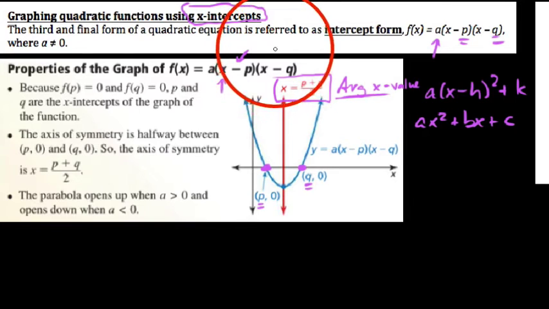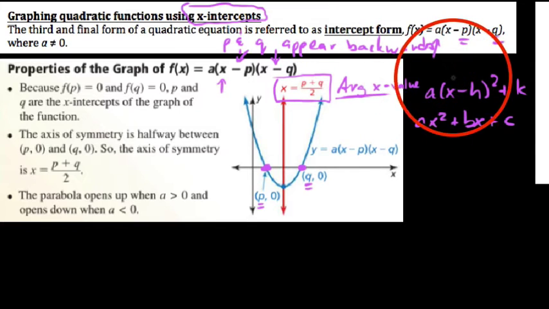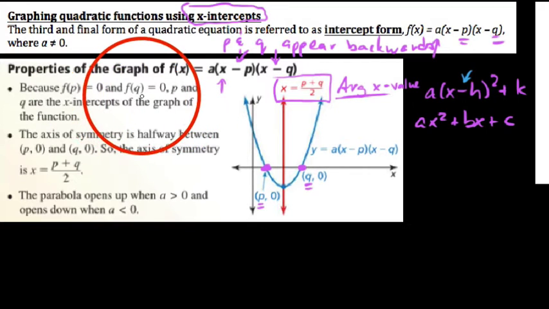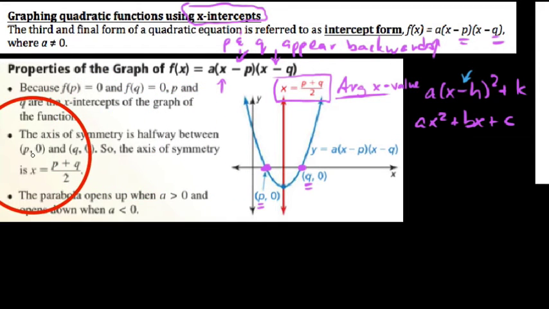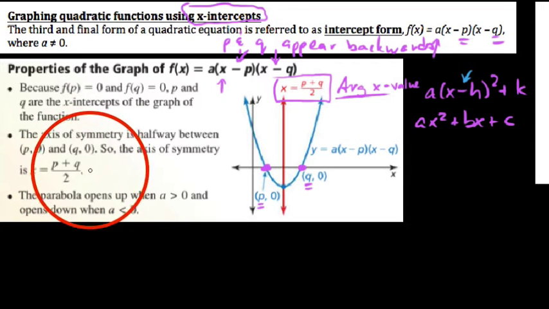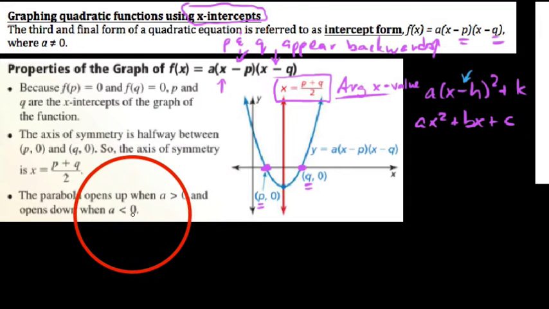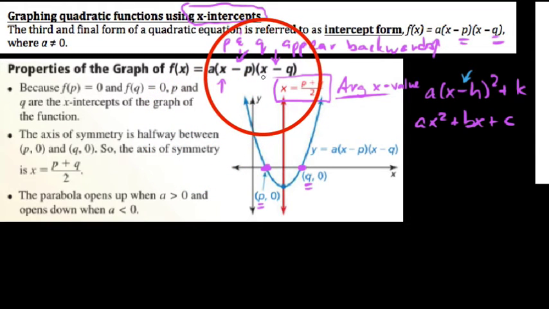And I want to point something out here. Because these are subtraction signs, we say p and q appear backwards. Just like when we graph things in vertex form, we say h looks backwards, but it's because of that negative right there, that subtraction relation. And we say p and q look backwards. But because we know p and q, then we know that the axis of symmetry is halfway between p, 0 and q, 0, so the axis of symmetry is x equals p plus q over 2, or the average of those two x values. And then we would just say this: the parabola opens up when a is positive and opens down when a is negative. So using all of this, which is really not a whole lot, we just need to know that p and q tell us what the intercepts are.